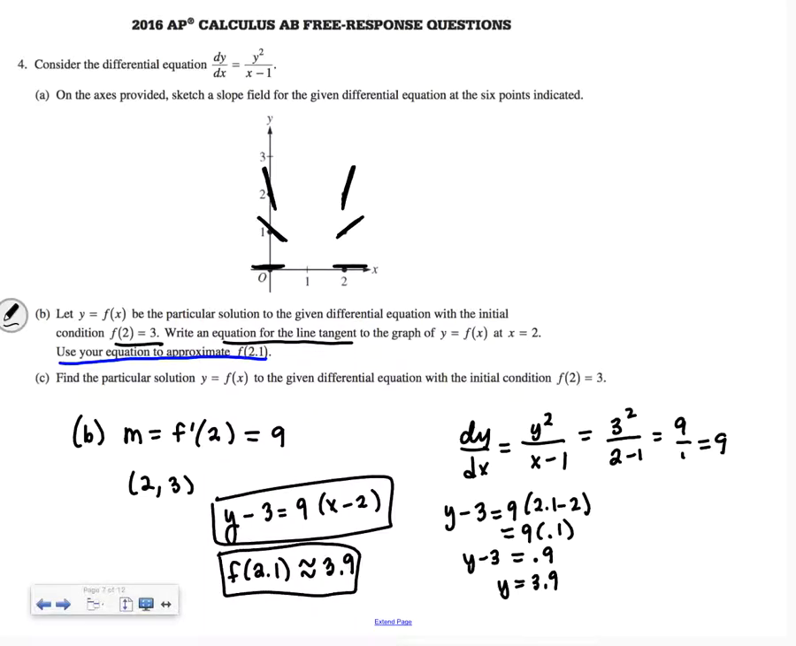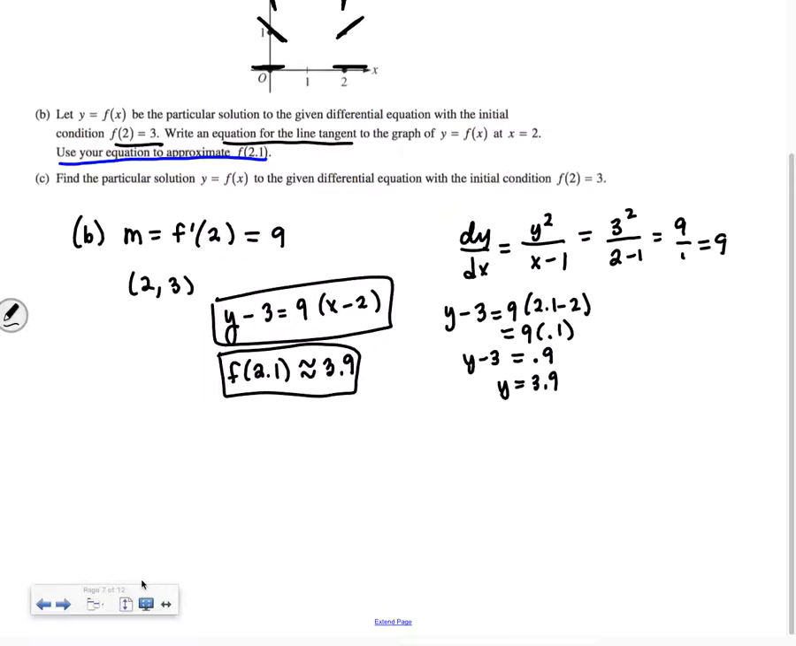All right, and then part C says find the particular solution. So this is the kind that we have practiced so many times. I had my differential equation, which was dy over dx equals y squared over x minus 1, and I separate. So I have 1 over x minus 1 dx, and I have 1 over y squared dy. So I've separated, and I now integrate.